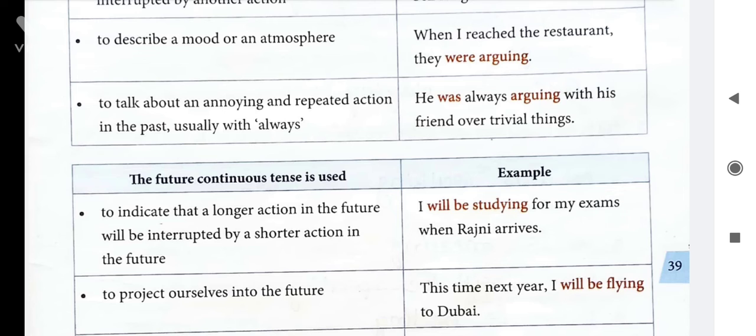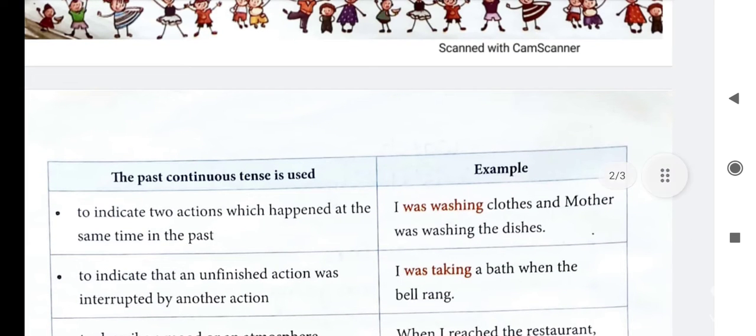And the last point is to talk about an annoying and repeated action in the past, usually with always. So the thing is annoying and it is a repeating action in the past. For example, he was always arguing with his friend over trivial things. She was always late for her performances. Right? Got it? Have we understood the past continuous tense?